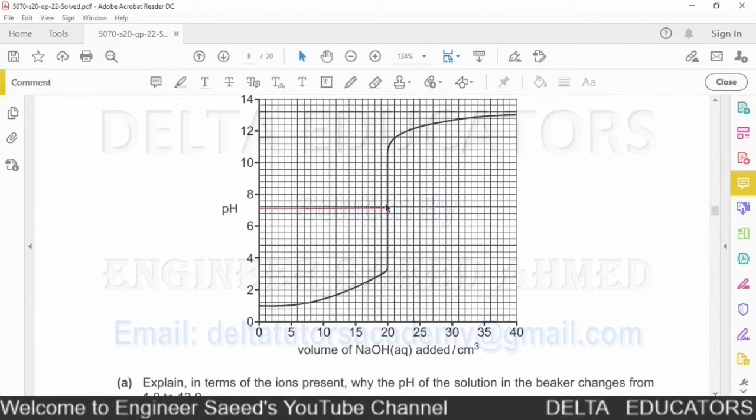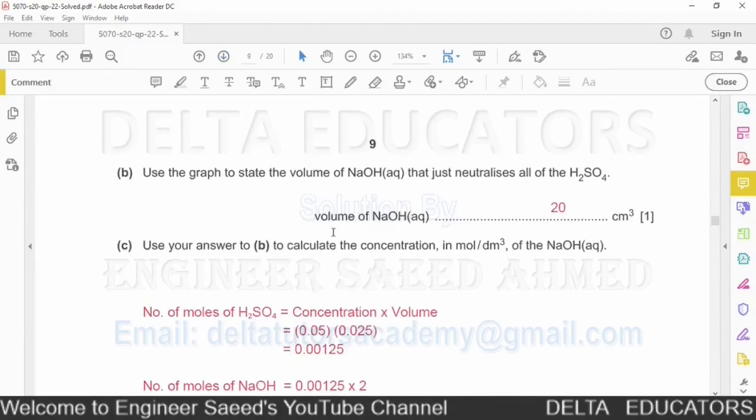So from the graph we can conclude that the volume of sodium hydroxide added to neutralize sulfuric acid is 20 cm³. So volume of sodium hydroxide is 20 cm³. Part C. Use your answer to B to calculate the concentration in mol/dm³ of sodium hydroxide.